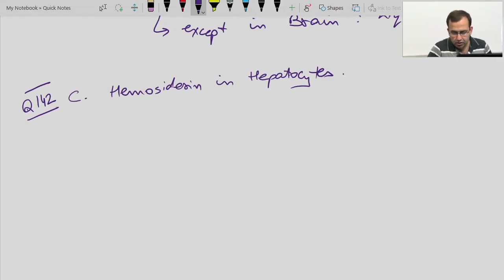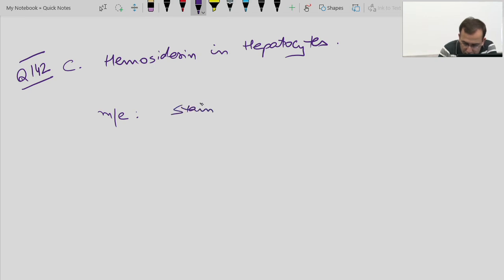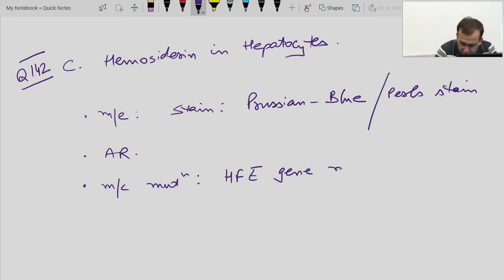Let us see a few features of hemosiderosis, starting with microscopy. Which stain do we use for hemosiderin? The stain used is the Prussian blue or the Perls stain. Next point, inheritance pattern. It is an autosomal recessive disease. Which is the most common mutation? The most common mutation in hemochromatosis is the HFE gene mutation, present on chromosome 6.